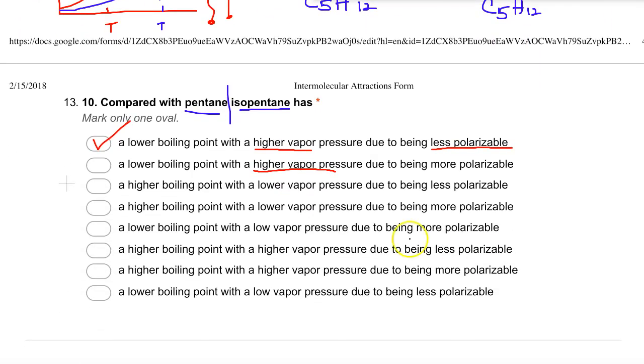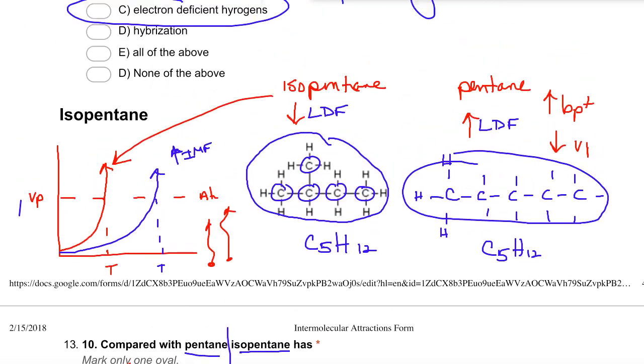And then make sure I've got this correct. So lower boiling point, that's for sure. Okay, higher vapor pressure, less polarizable. And I put the first one there. Lower boiling point with low vapor, no, it'd be high vapor pressure. Boiling points that are low have high vapor pressure. Lower boiling point, no. So the only one there, low boiling, high vapor, is these two. And of course, the first one is less polarizable. Okay, so I hope that helped.